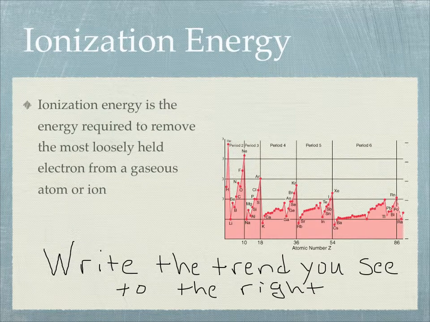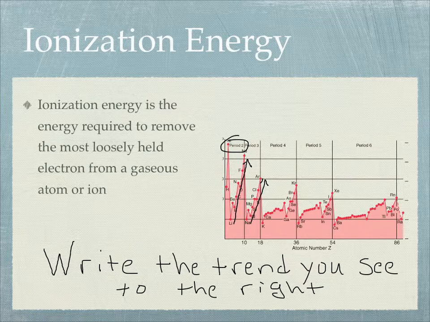Okay, take a look at this chart to the right. The first thing I want you to do, to the right of your notes, is write the trend that you see as you go across periods. These are the periods. So what's the trend as you go from lithium to neon? What's the trend as you go from sodium to argon? I want you to write the trend that you see to the right of your notes.